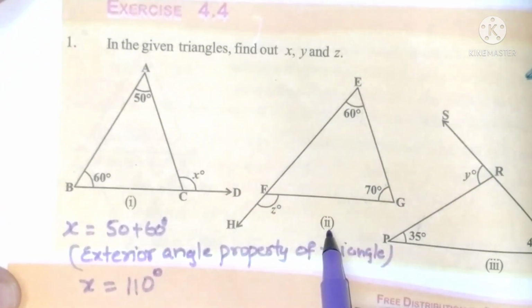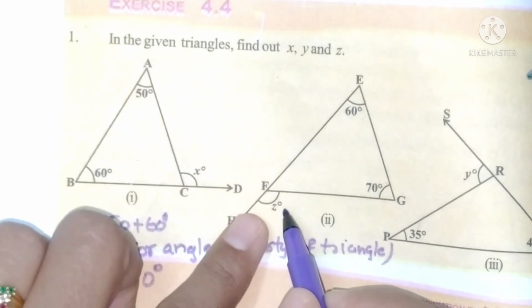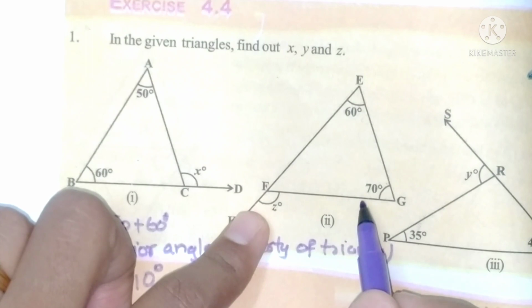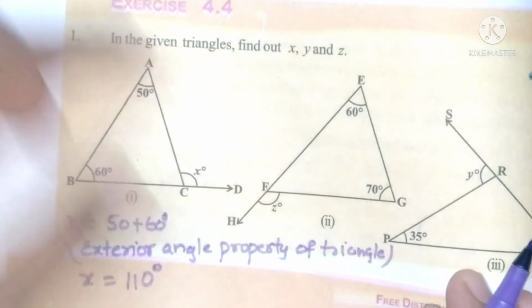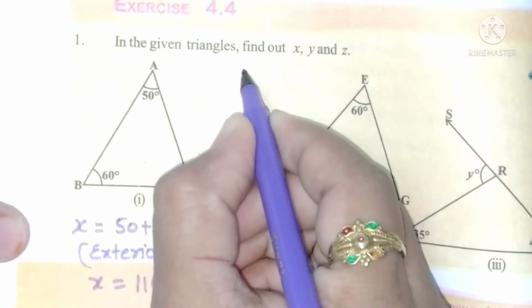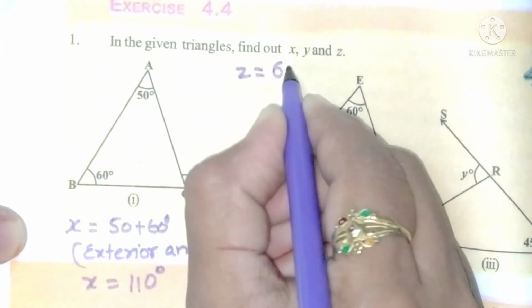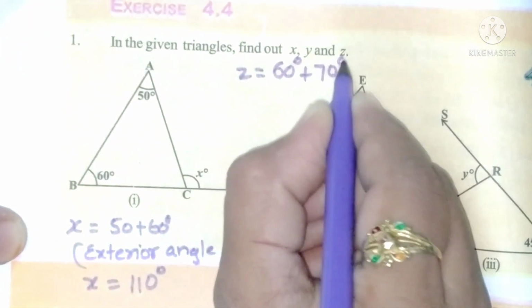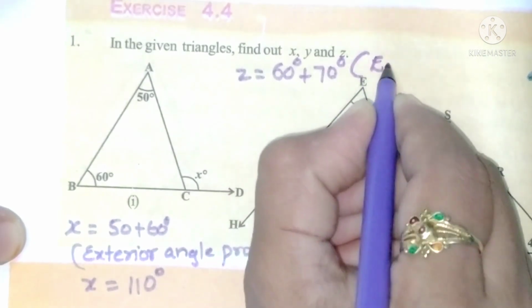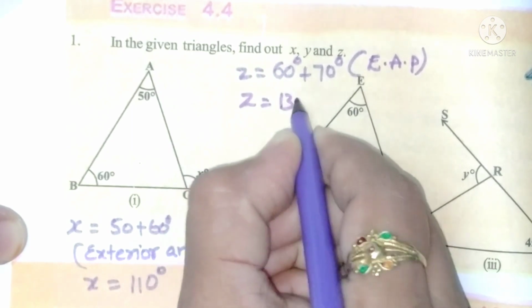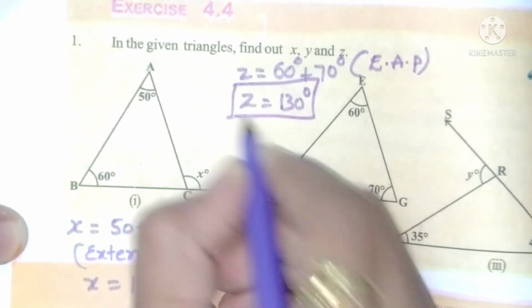Similarly, from the second diagram, this z is also an exterior angle, and 60 and 70 are interior opposite angles to this z. So we can write z is equal to 60 plus 70. By the exterior angle property, z is equal to 130 degrees.